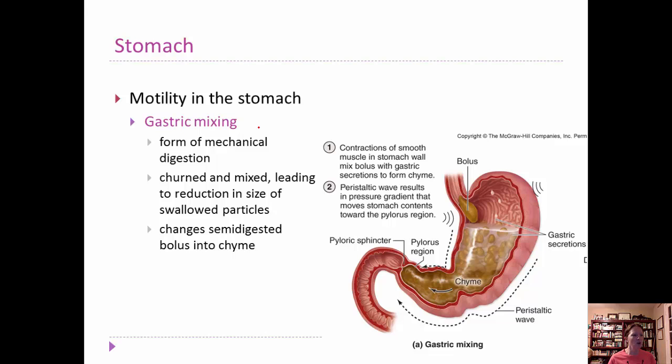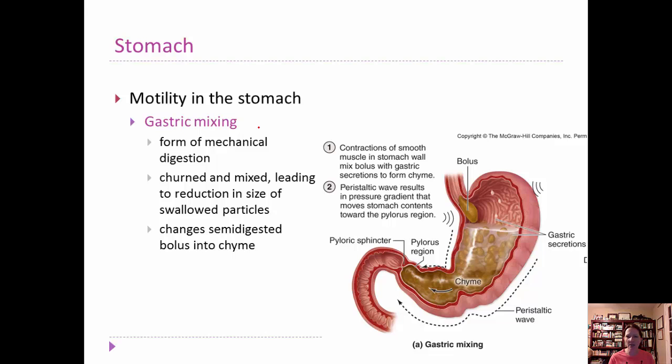As far as motility in the stomach, there are two primary functions of stomach movement. One of them is mixing the bolus, taking that bolus food, as you can see over there, and mixing it with all of the gastric juice. When that happens, it's broken apart and forms chyme. This is a form of mechanical digestion.